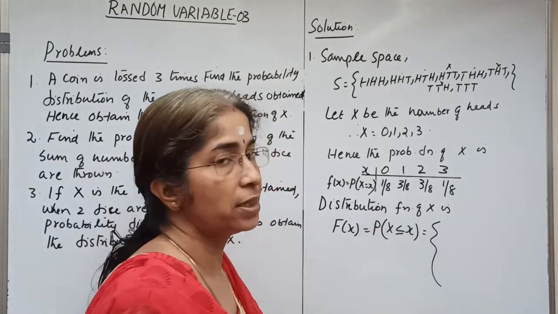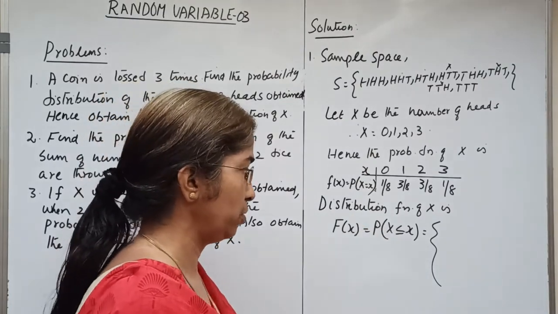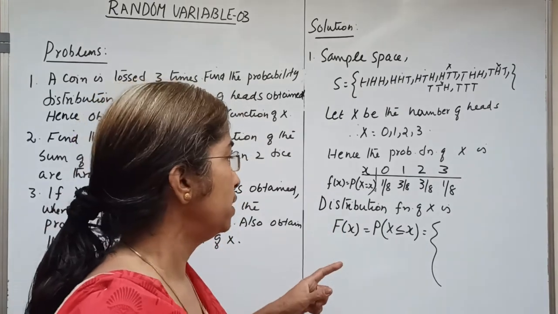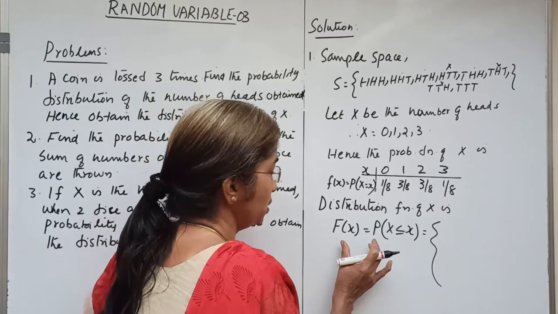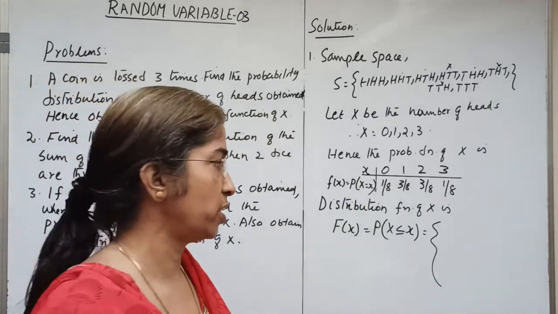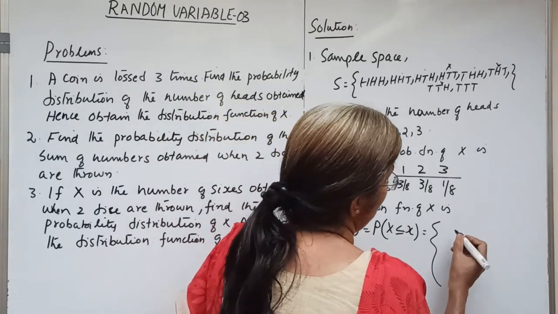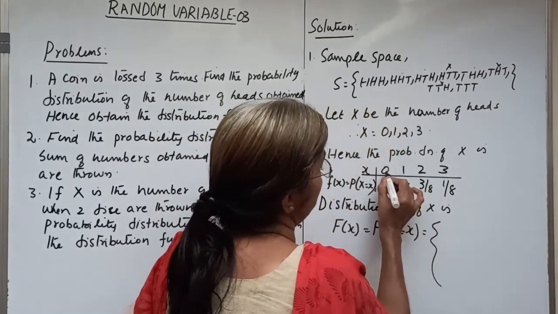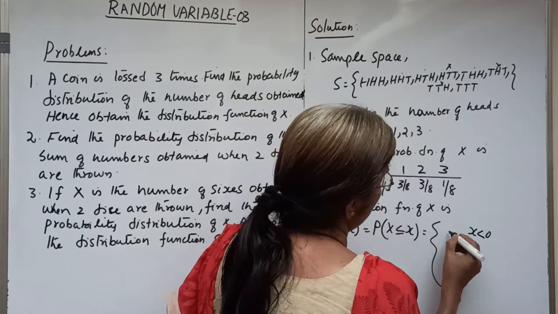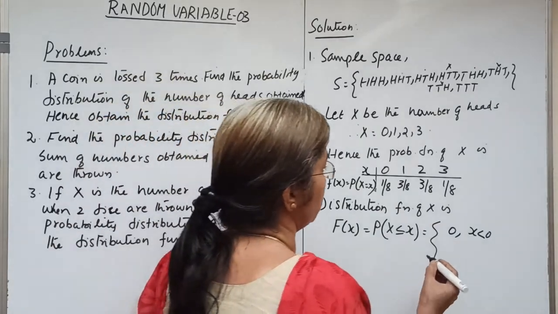We know this is a discrete random variable as X takes only a finite number of values, and hence we have already defined this distribution function, probability density function, etc. For a discrete random variable, its distribution function is a step function. So for x, here the values are 0, 1, 2, 3. For x less than 0, capital F of x equal to 0.